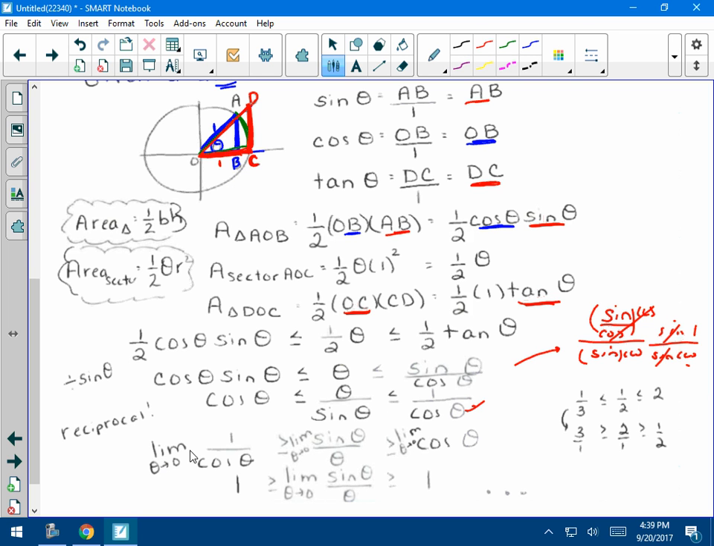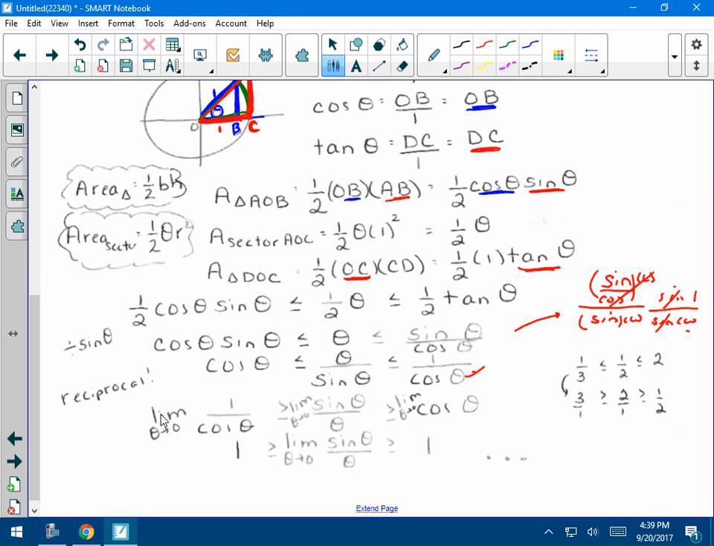Now let's take the limit of each of these as theta goes to 0. So as theta goes to 0, 1 over cosine, plug in 0 to cosine, cosine of 0 is 1, right? Cosine of 0 is 1. So this is 1 over 1, which is just 1. The limit as theta goes to 0 of cosine, we just said a second ago, was 1. So this one over here is also 1.